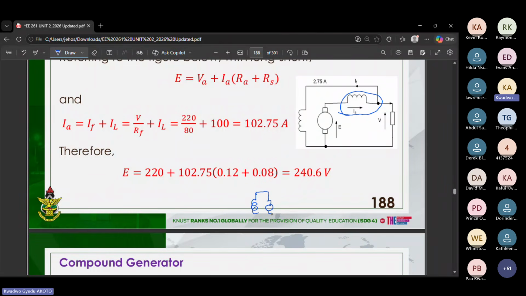And then after that, we are going to have our series field here, right? So this is short shunt, and long shunt would have been if the shunt was connected like this. Okay, so please, on your own time, you can read on short and long shunt.